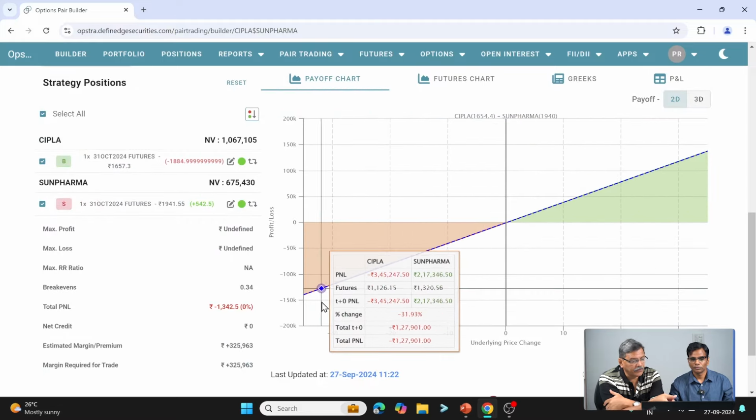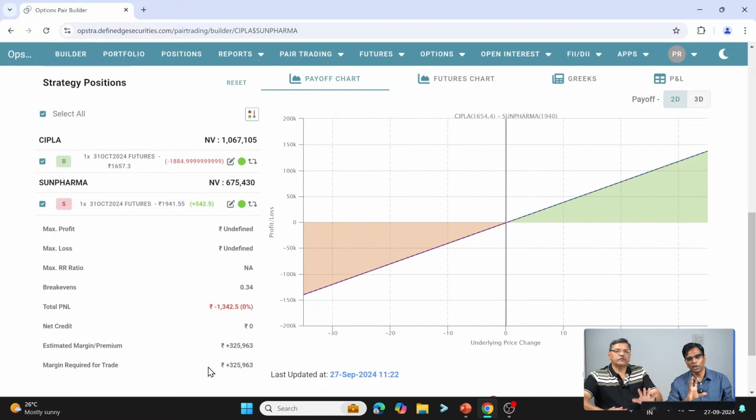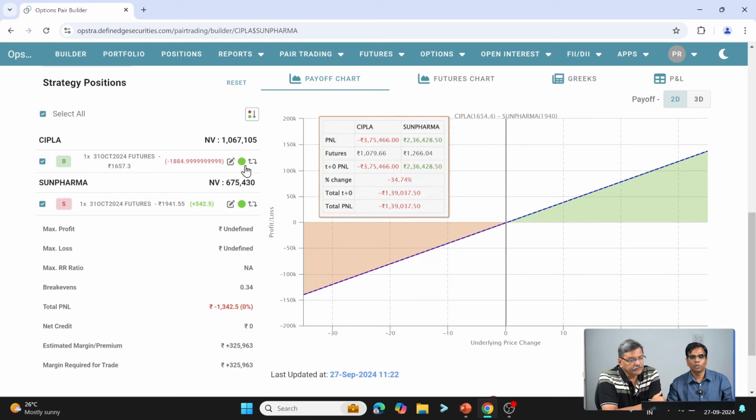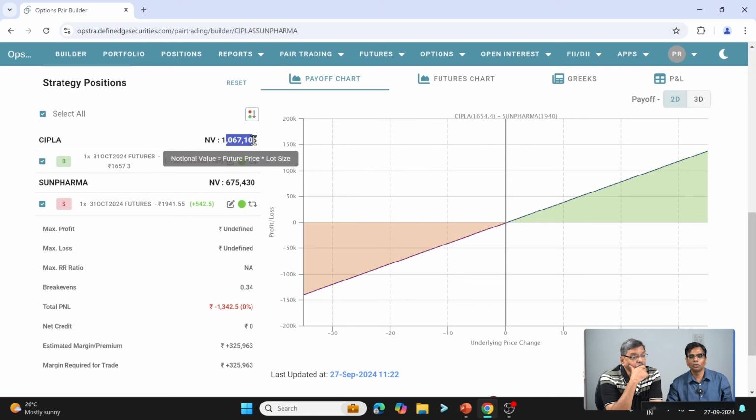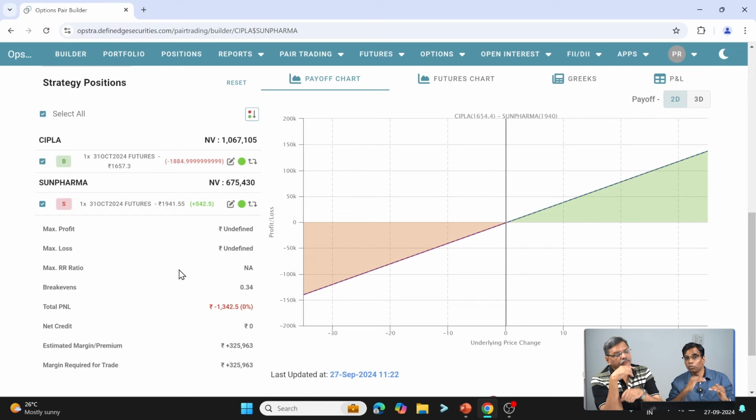So the margin required will be 3.25 lakhs. This is not a hedged trade in that sense, so individual margins will be considered for both stocks. Here you can also see we provided the notional value of futures. We can look at this notional value and try to match it using options, or we can use cash, or a variable number of lots of futures.